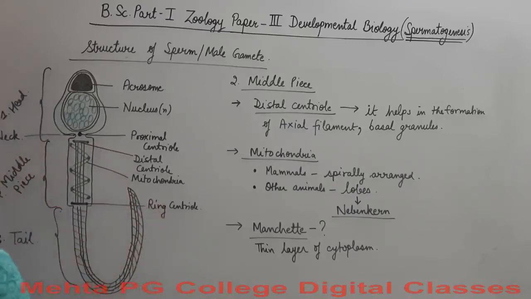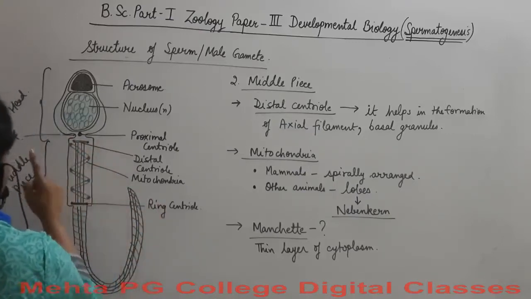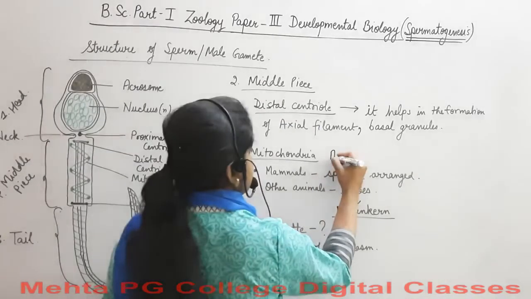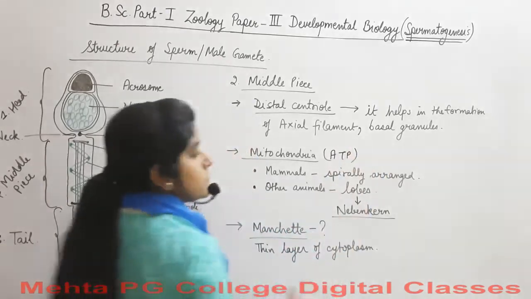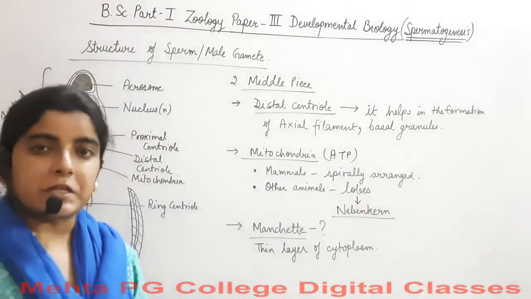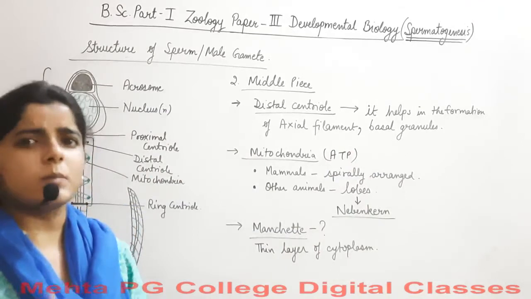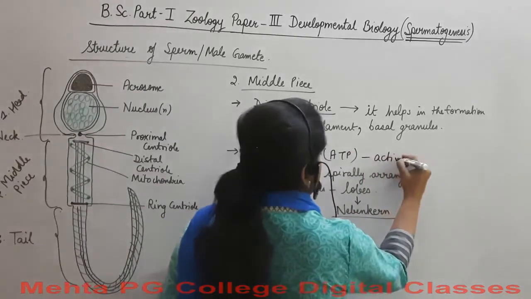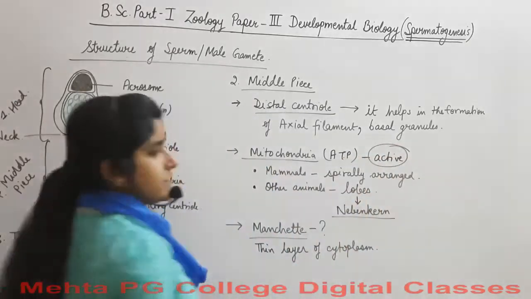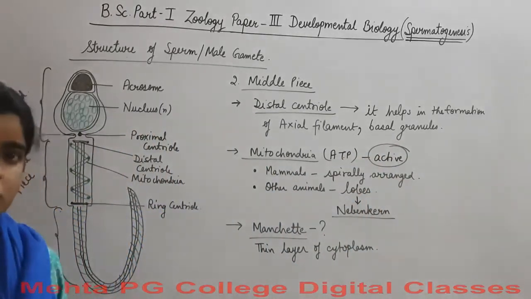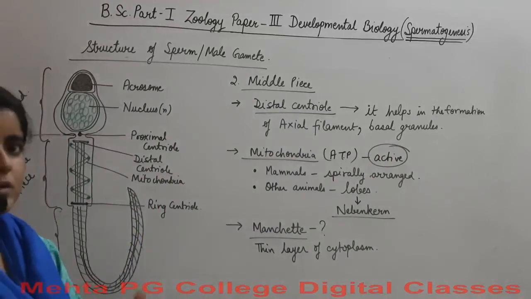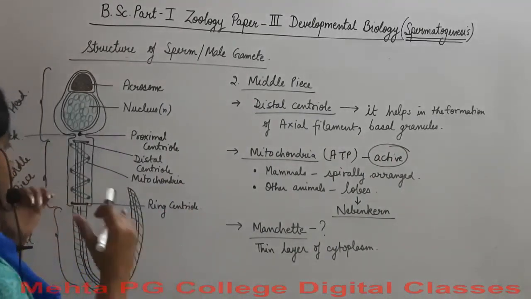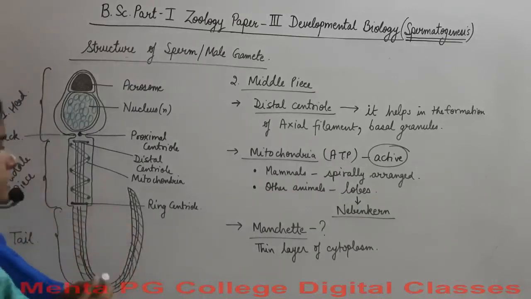Secondly, it contains mitochondria arrangement, and mitochondria help in providing energy, ATP, so that the sperms, the male gametes, can swim or move easily, because they are the most active. They are active due to the presence of ATP or mitochondria. Mitochondria produce ATP.